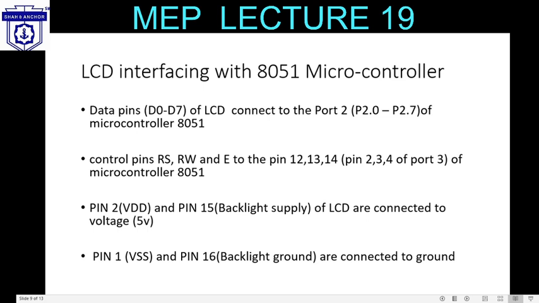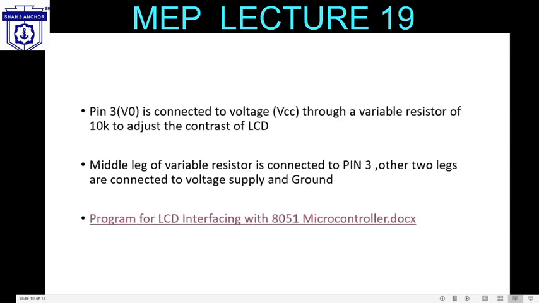Then pin 2 and pin 15 of the LCD are connected to the 5 volt supply. Then pin 1 and pin 16 are connected to the ground. That is, pin 1 means the VSS pin and pin 16 means the backlight ground pin are connected to the ground of the LCD. Then pin 3, that is the V0 pin, is connected to the voltage VCC through a variable resistor of 10k.